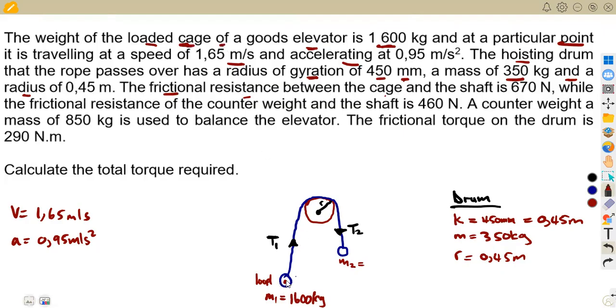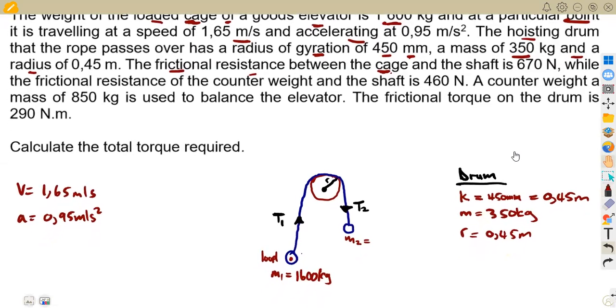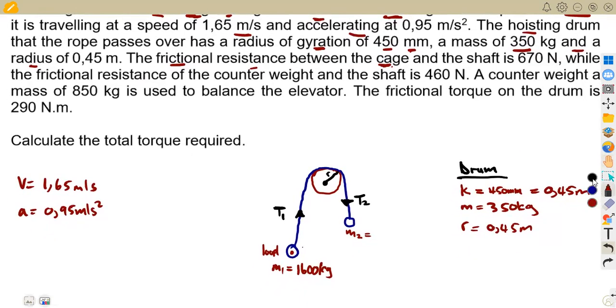So meaning to say, this part here is where we are having a loaded cage. This frictional resistance is affecting the load in this case. Let me put it this way so that we do not confuse. There is information about the load, which is the loaded cage. On the load, we are given a frictional resistance of 670 newtons.